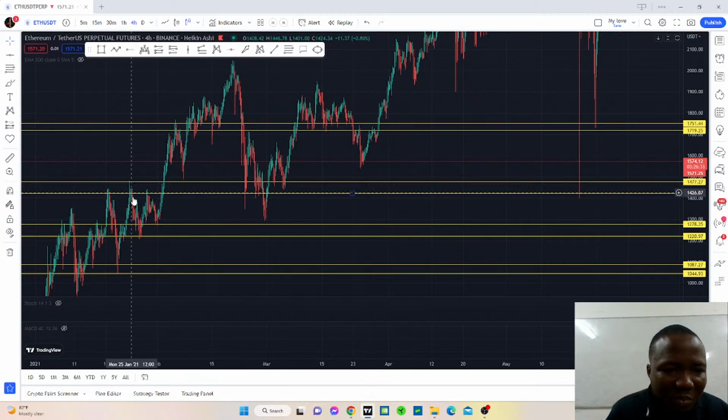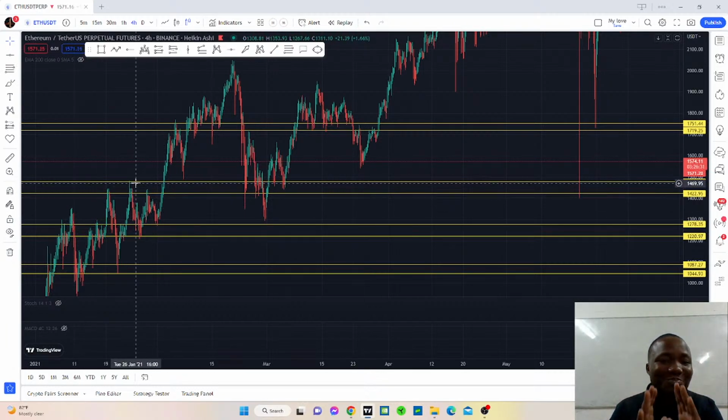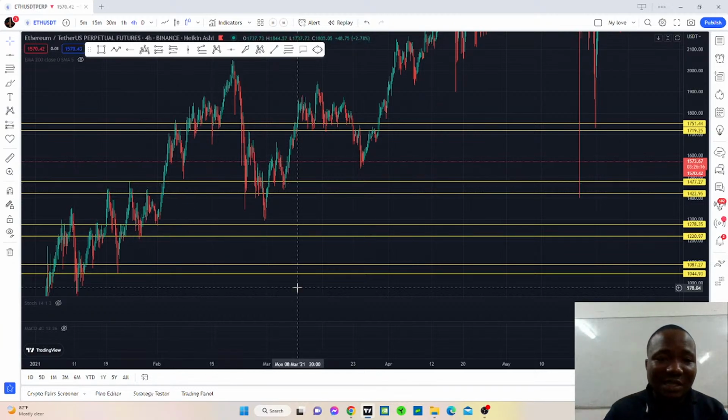Now see, this was a perfect resistance. So this makes this zone perfect. This is a very perfect zone. That's the reason why I do live trades, so that I would like you guys to leave comments if you gain one or two things from my analysis.